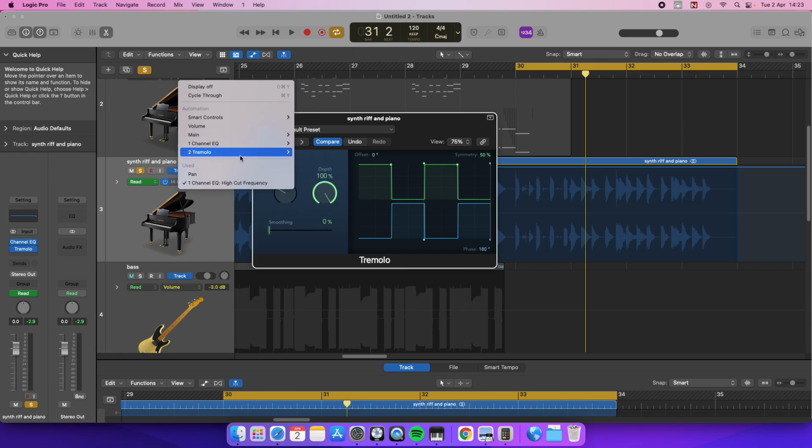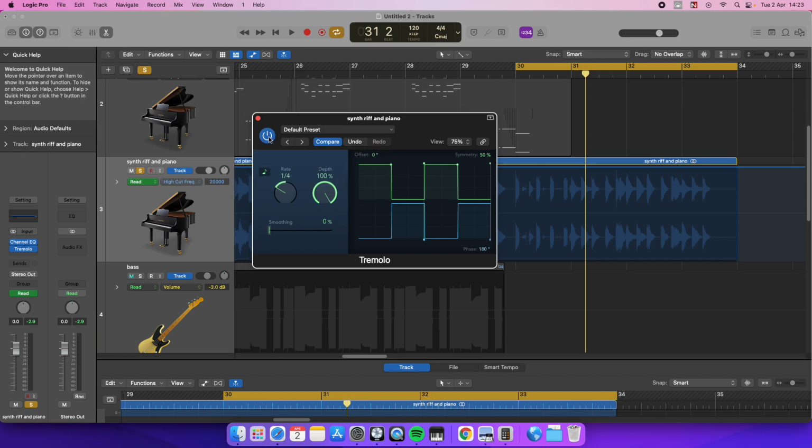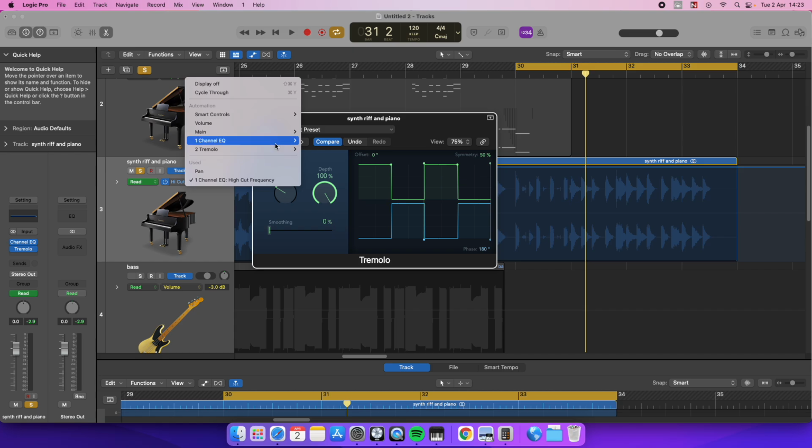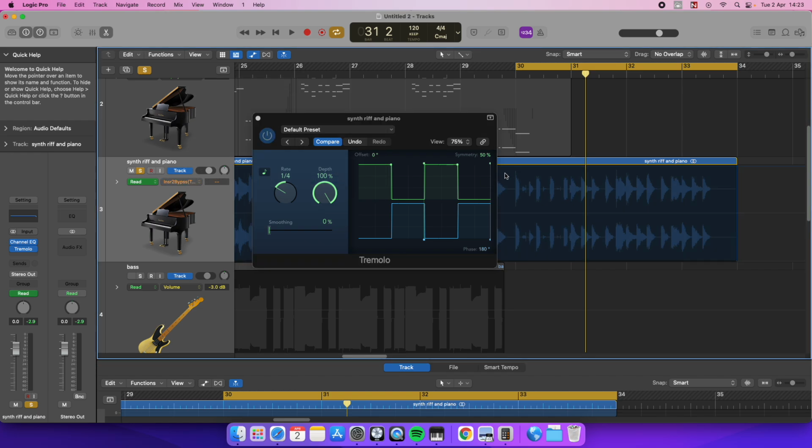Is it tremolo? There should be one under main. Yeah, tremolo bypass and EQ bypass, so you can turn things off and on. So it's under main. If you're ever looking to automate the button on and off and you can't find it under tremolo, because you've just got the parameters, it's under main. So we'll go to tremolo bypass.